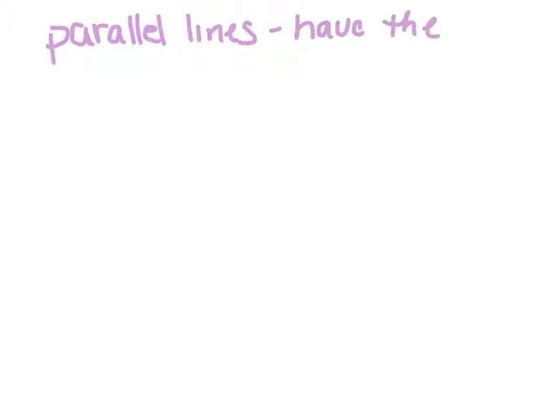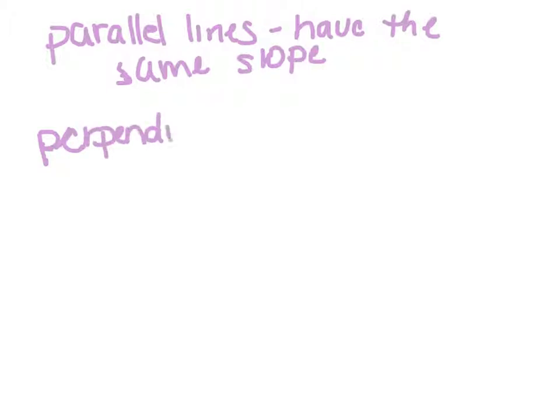The next section says to tell whether the lines are parallel, perpendicular, or neither. So remember that parallel lines have the same slope. We studied that in geometry, so that should be pretty familiar. Have the same slope. And perpendicular lines, my pen is not liking me today.